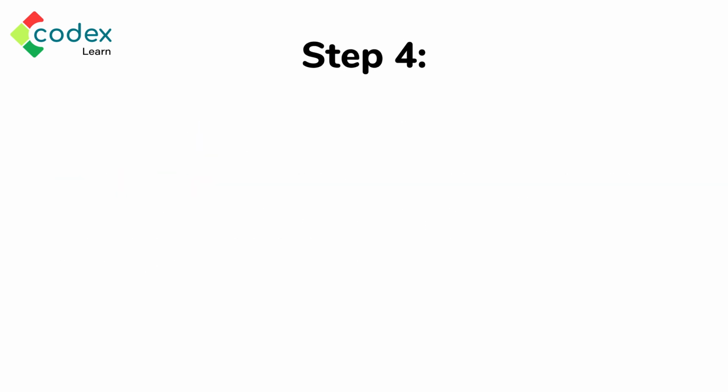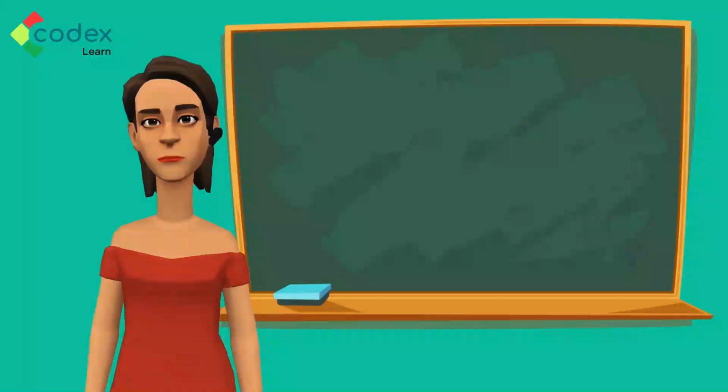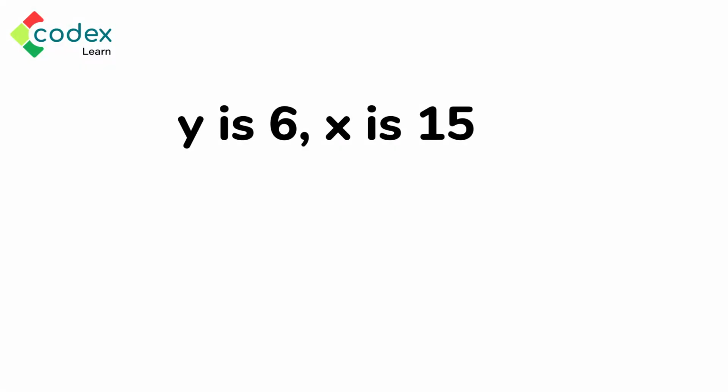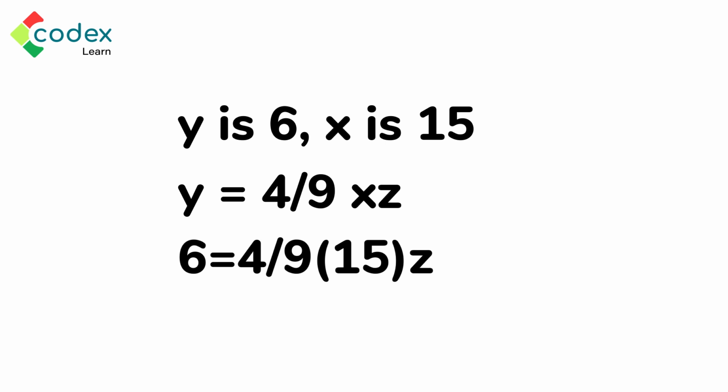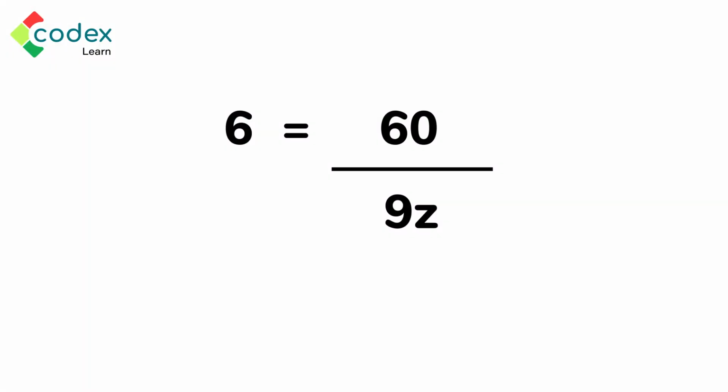Step 4. Use the equation found in step 3 and the remaining information given in the problem to answer the question asked. In this case, you need to find z when y equals 6 and x equals 15. Now that y is 6 and x is 15, for the equation y equals 4 over 9 xz, we'll have this. 6 equals 4 over 9 into 15 by z. The equation opens up as 6 equals 60 over 9z.